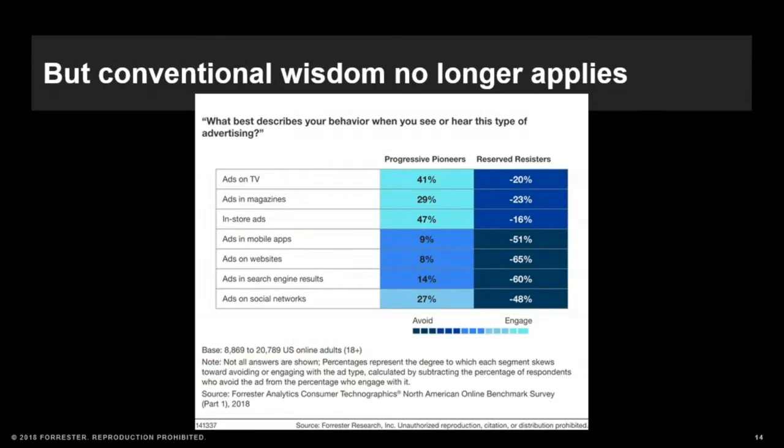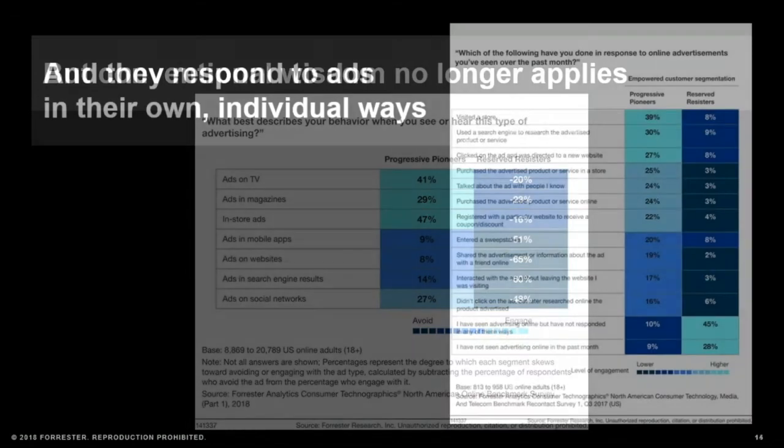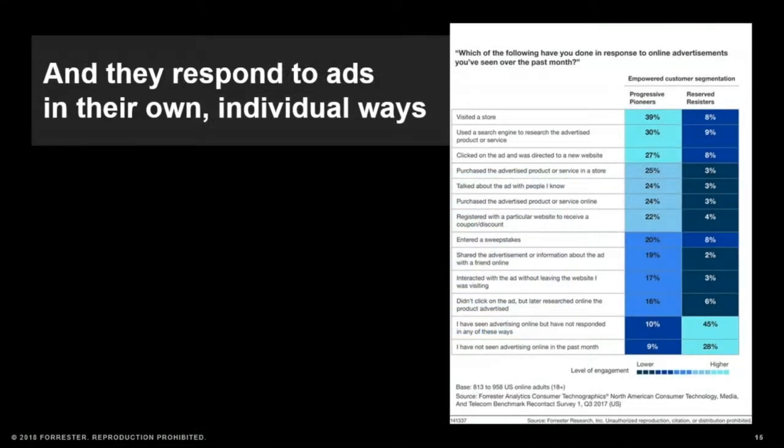If you look at this comparison between progressive pioneers and reserve resistors and their relationship to advertising, you can see that progressive pioneers really embrace ads on television, and they embrace ads in store. And to a lesser extent, but still in positive territory, they enjoy ads on social networks and indeed in magazines. And then compare that, for example, to reserve resistors who really just don't like ads anywhere. And then they act on those ads. They visit stores, they use search engines to research the advertised product or service.